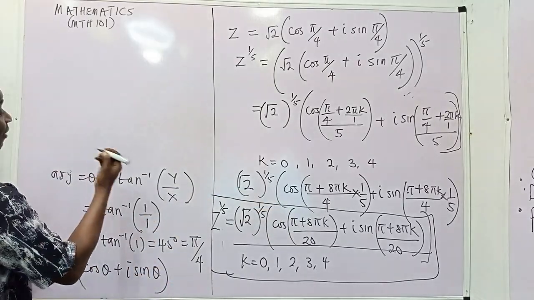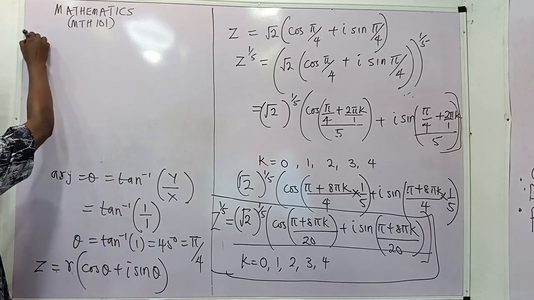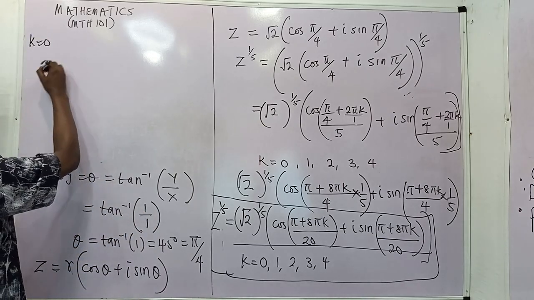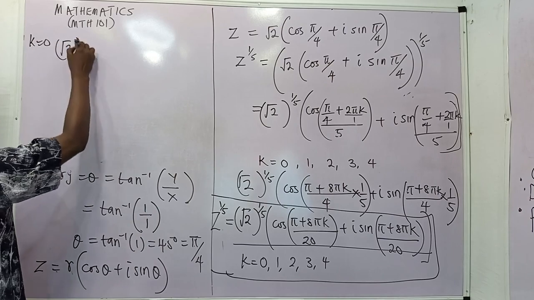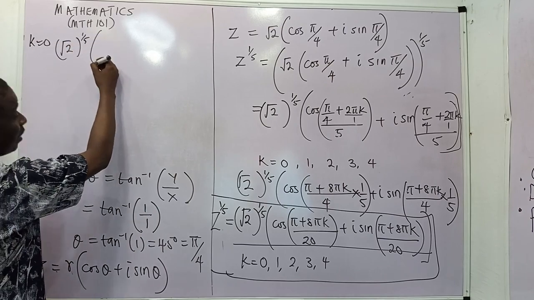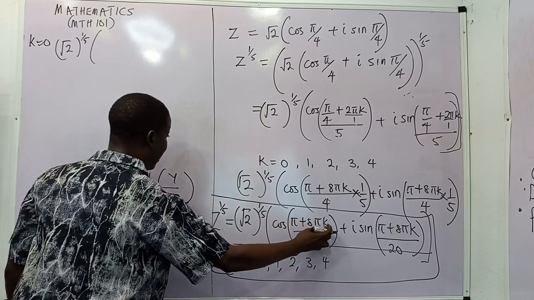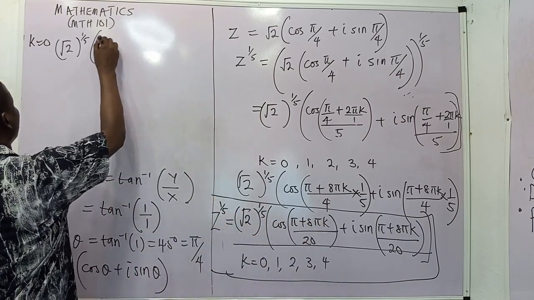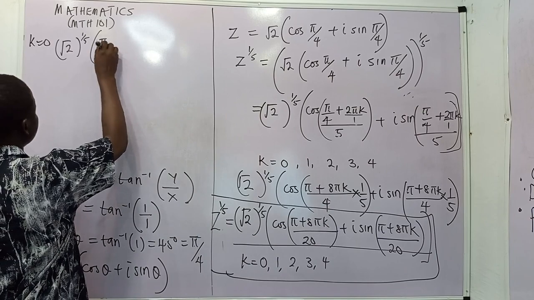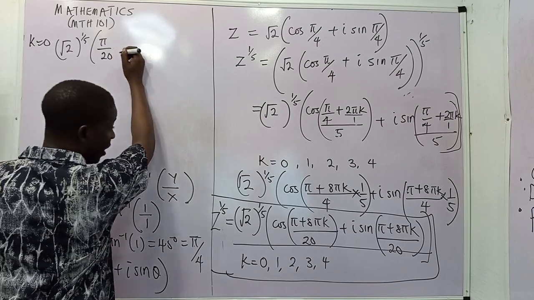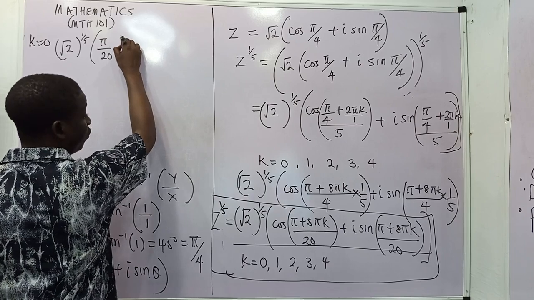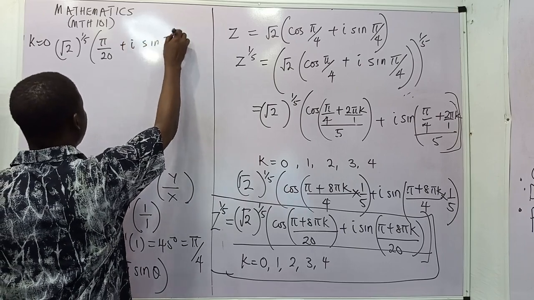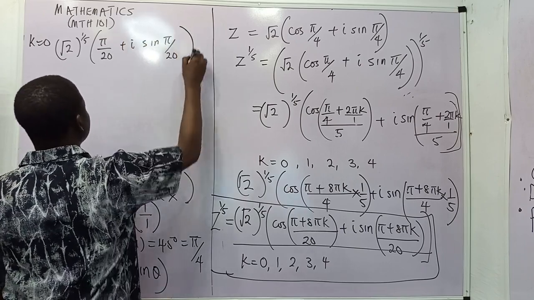In that case, the first answer is when k equal to 0, then you would have root 2 raised to 1 over 5, open bracket. If you put 0 here, you would have pi over 20: cos pi over 20 plus i sine pi over 20. That's what I want to have.